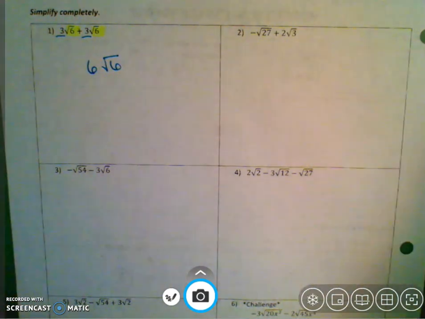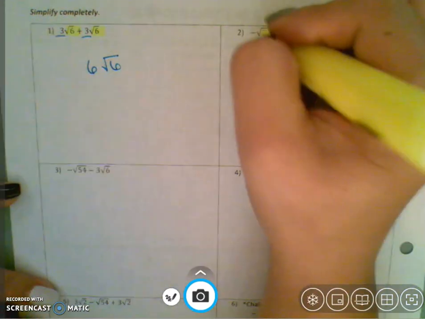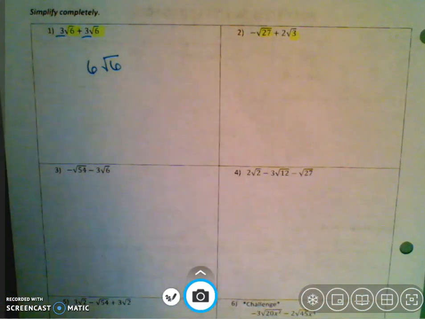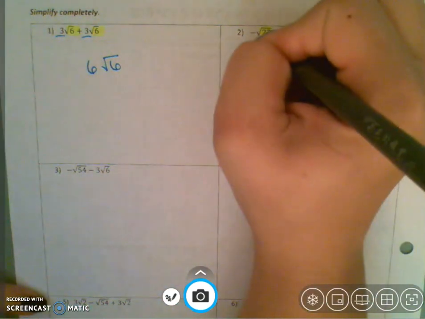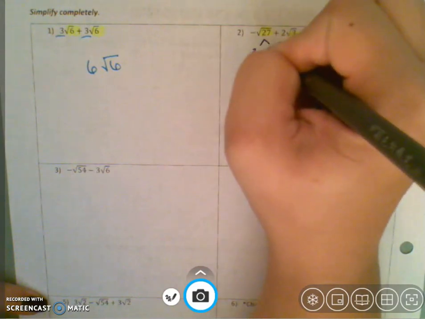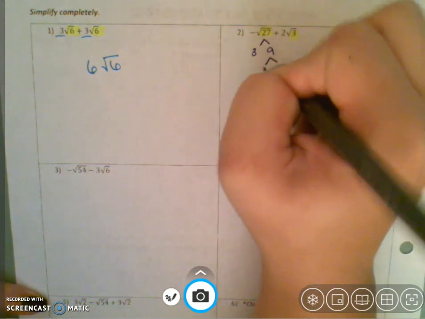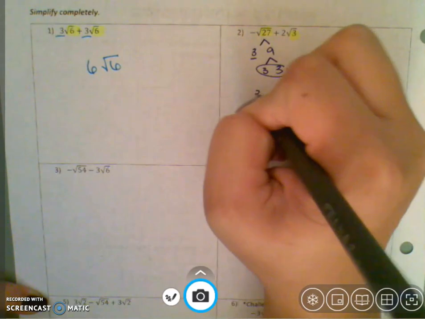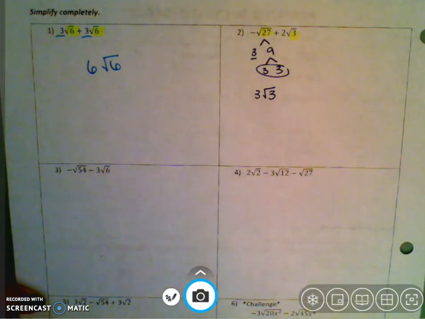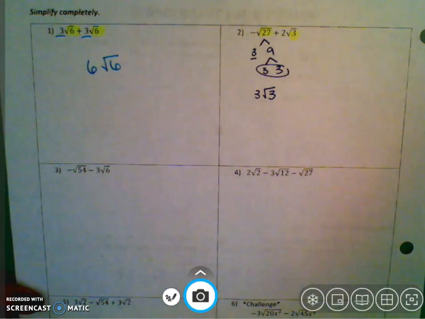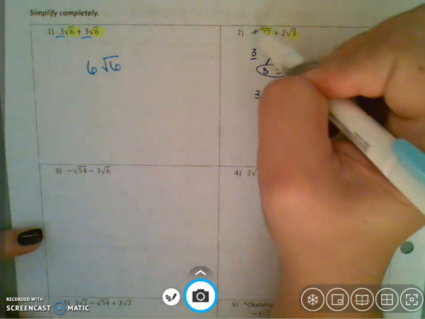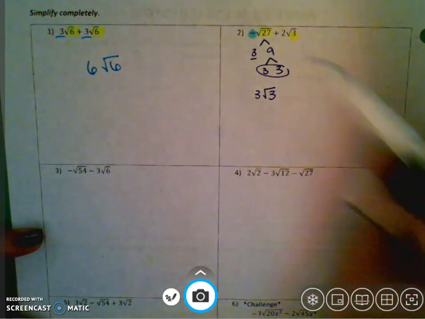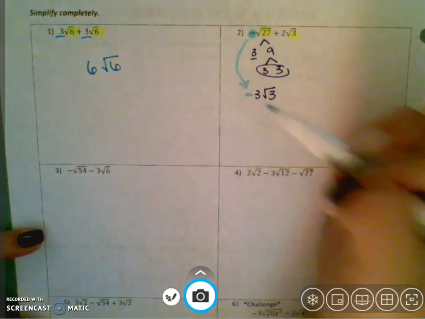On number 2, I have the square root of 27 and 3. Well, 27 definitely breaks down, and 3 doesn't. So when you break down 27, you should get the 3 square root of 3. However, the 27 wasn't just the square root of 27, it was a negative square root. So you need to bring that guy down in front.